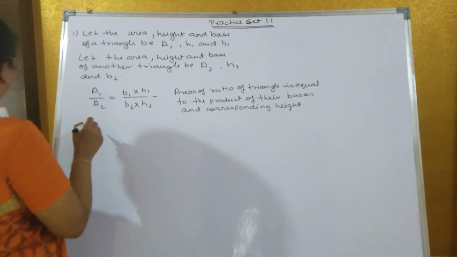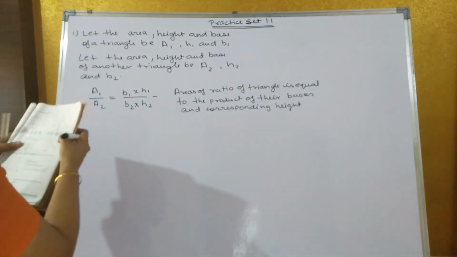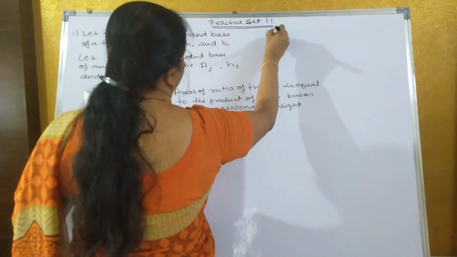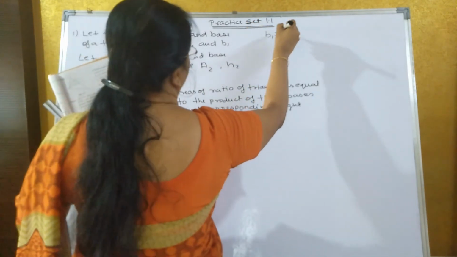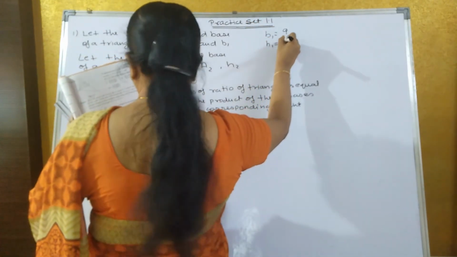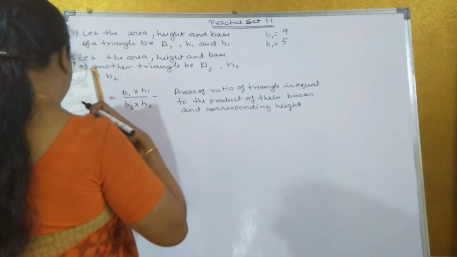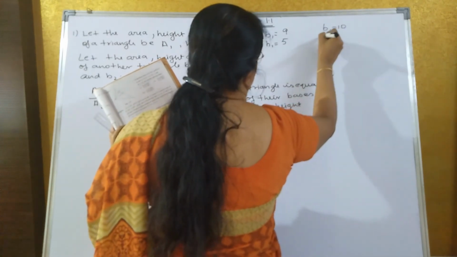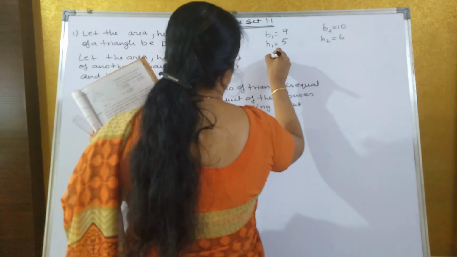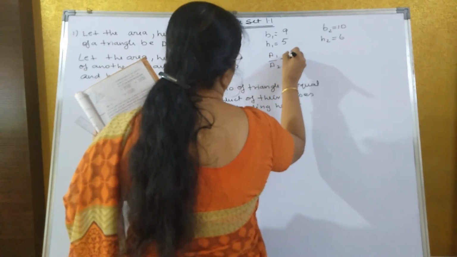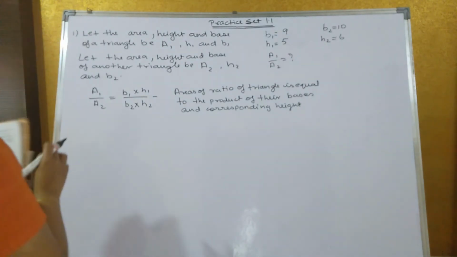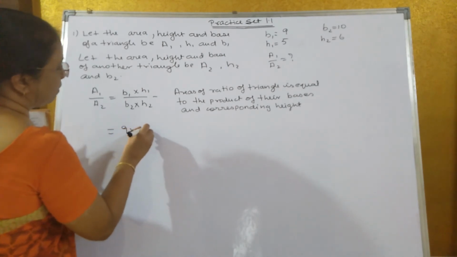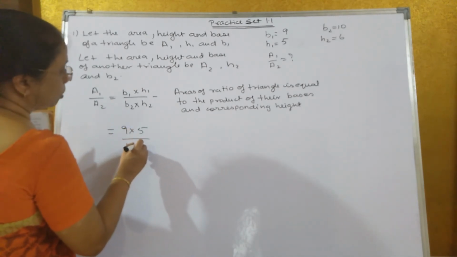So A1. The base of the first triangle is how much? 9 and height is how much? 5. And the base of the other triangle is 10 and 6. And you have to find out A1 upon A2. So A1 upon A2 is equal to how much? B1 is 9, into 5, upon 10 into 6.